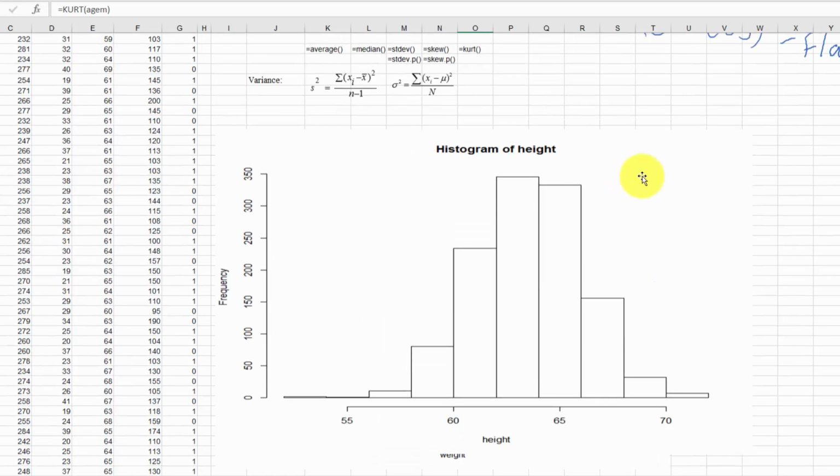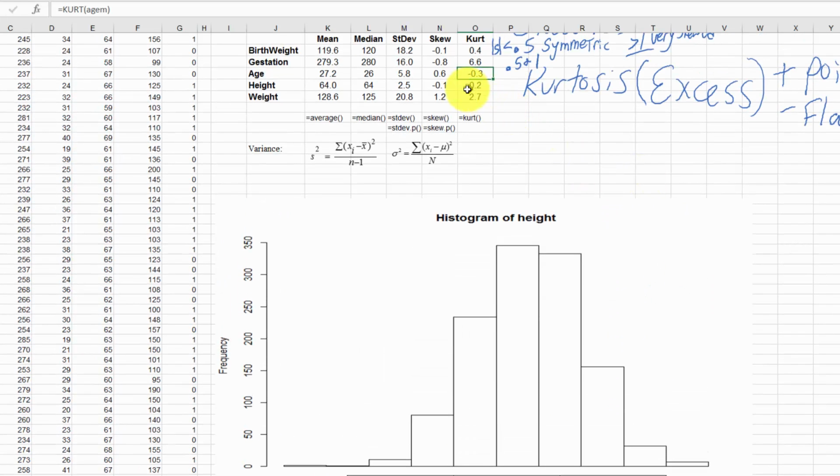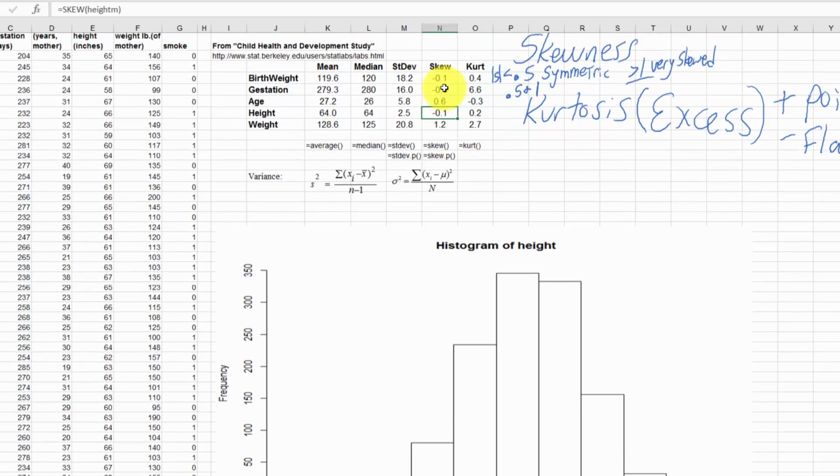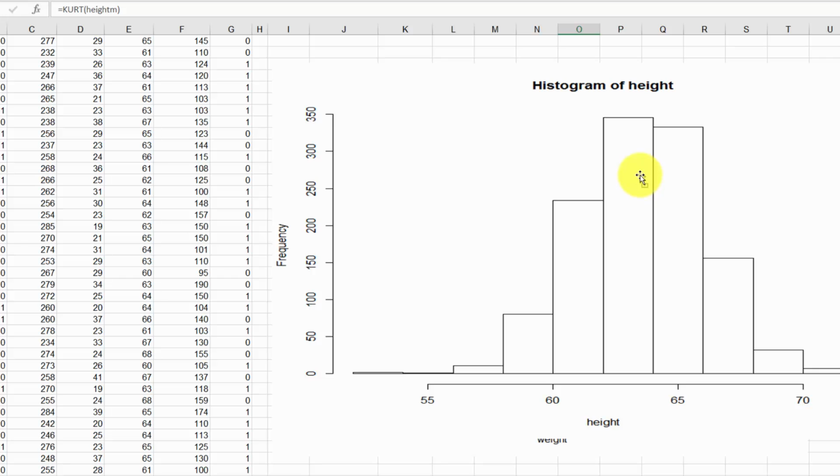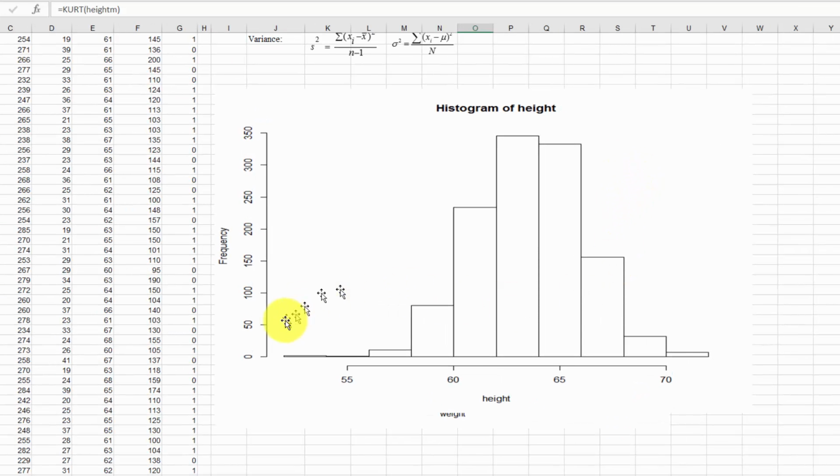All right, let's look at the next one, height of the mother. For height, let's look at the numbers first and see what we should expect. This says maybe slightly negatively skewed, not much, and kurtosis close to 0. So this tells us that maybe this is going to look pretty close to a nice bell-shaped distribution, perhaps with a little bit of left skewness over here. And that's kind of what we see.